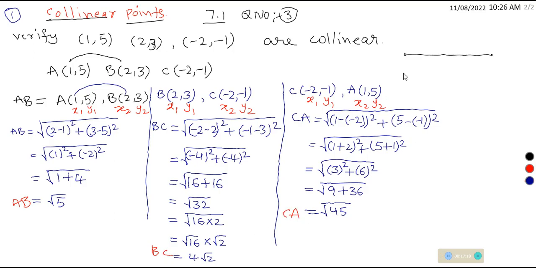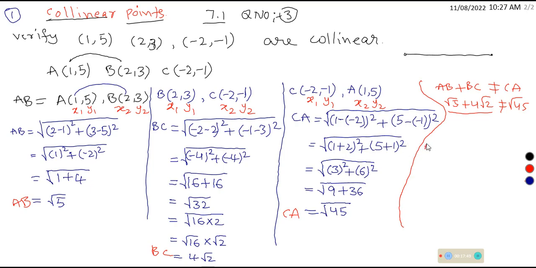Now, check: if you add any two, that should be equal to the third. Is it possible? So, add AB plus BC. Is it equal to CA? So, root 5 plus 4 root 2. These two are not like terms, so we can't add them; this is the final simplified surd. So it is not equal to root 45, so it is not equal to CA. So, we still have two ways to check.